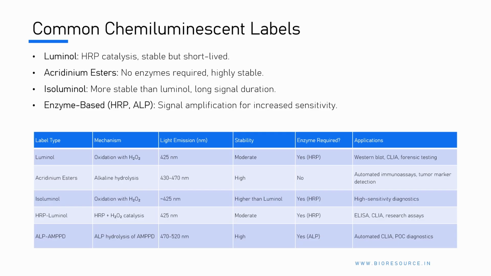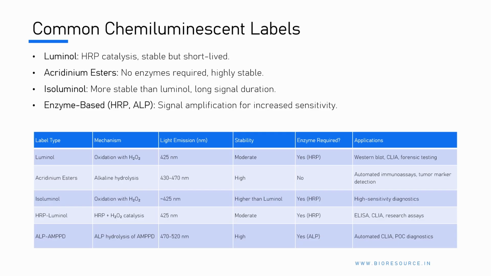The advantage is that it is highly sensitive due to strong luminescence, and stable in dry formulation. The disadvantage is that the light emission is short-lived, requiring immediate detection, and it can be affected by interfering metal ions in the biological samples. This is used in Western blotting, CLIA for protein biomarkers, and forensic blood detection.